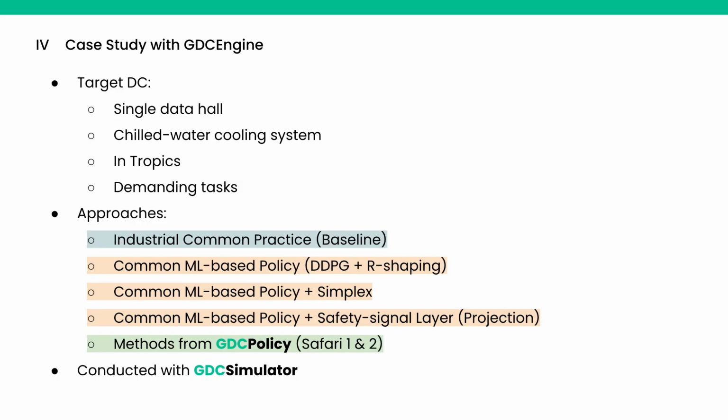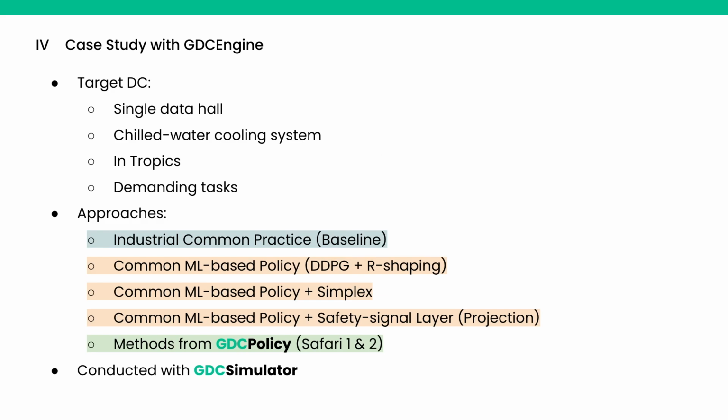After the demonstration of GDC Simulator and GDC Portal, I believe now you have a better understanding of how GDCEngine could be easily used. Next, I would like to show how GDCEngine could help save energy in a safe manner via a case study. Our target data center has a single data hall and a chilled water cooling system. It is located in the tropics and has demanding tasks, which means its IT utilization is very high.